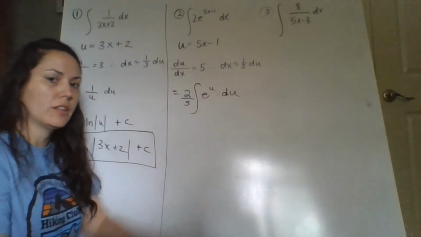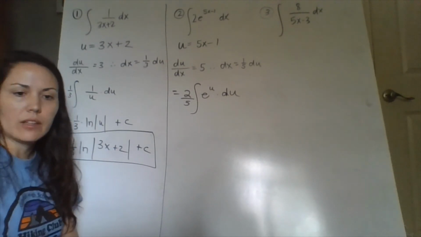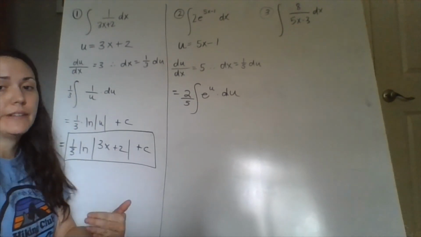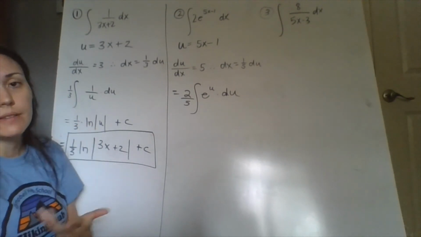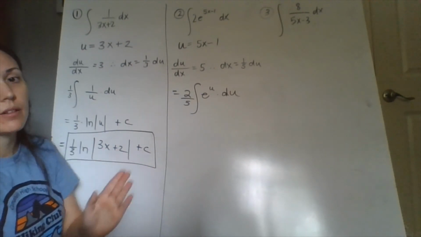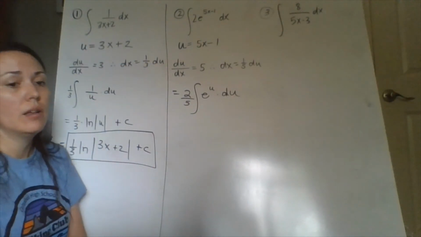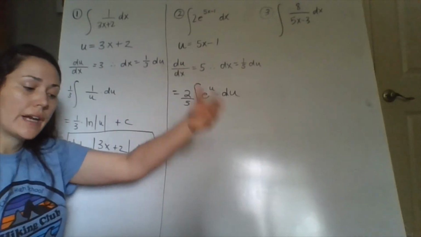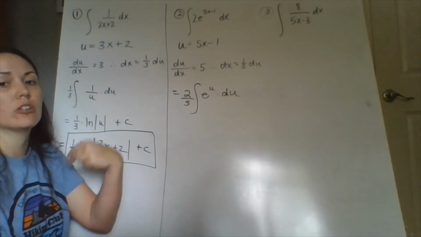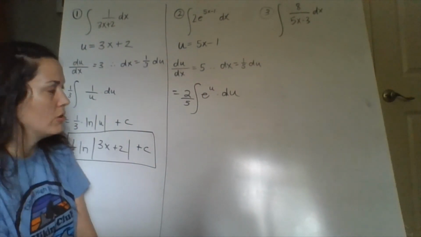So if you notice what I did, I made the inside function what u is. And that's actually been the case for all of these. It's the inside function that we're assigning the value of u. So something in a denominator, something in an exponent, something inside parentheses or inside a root. Those are all inside functions, and those are our u functions. That's what we're substituting for.